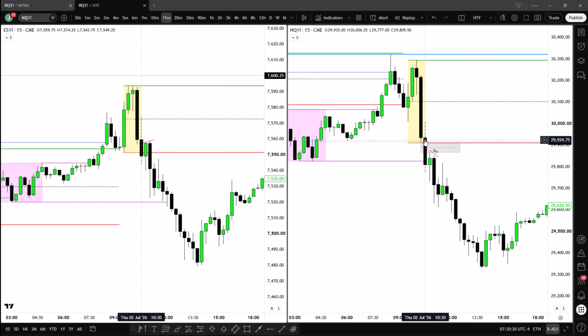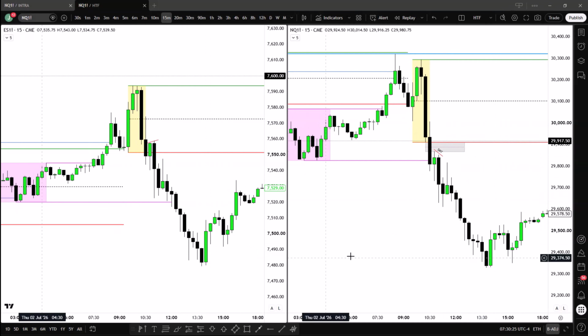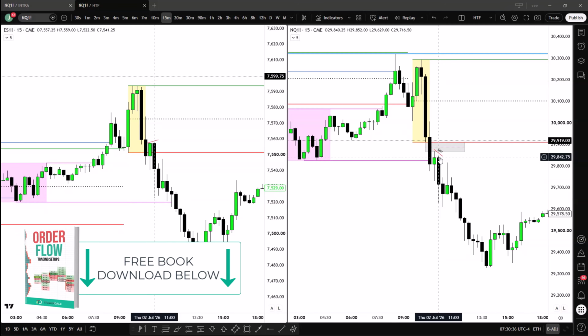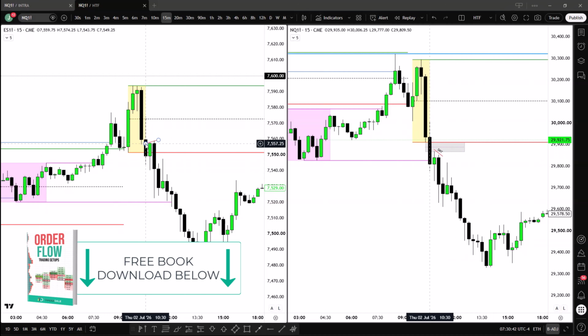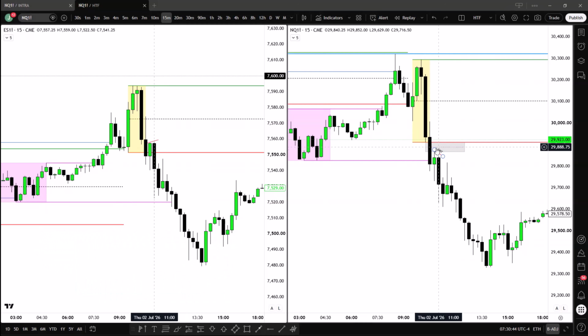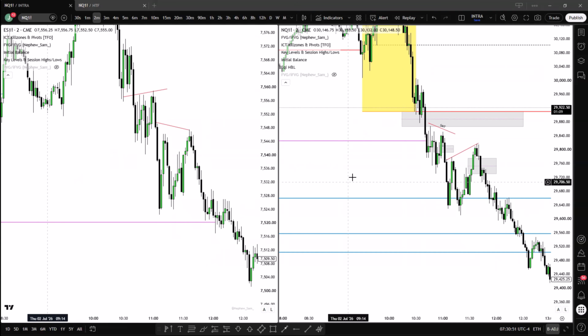As you can see on the NQ, we've displaced lower and created a fair value gap. The next thing we're going to look for is price to tap back into that fair value gap, and while doing so, create an SMT. Here, price did not tap into the fair value gap, but the corresponding candle of the ES did break this high, even though the NASDAQ didn't. That's good enough, because the ES did it and not the NASDAQ. So that's an SMT.